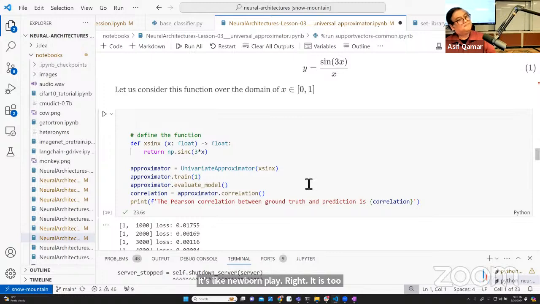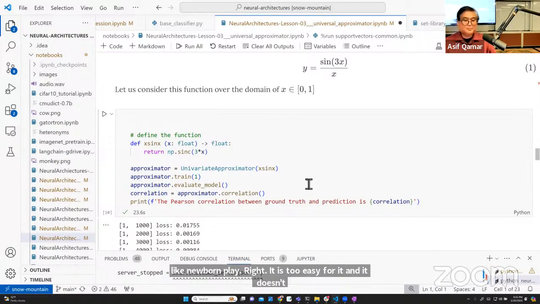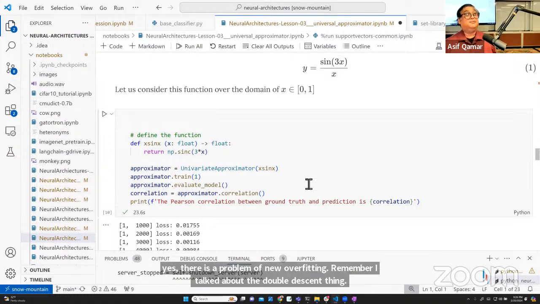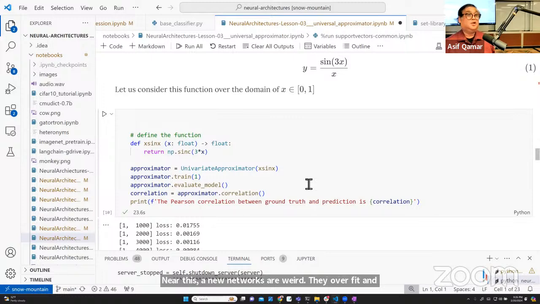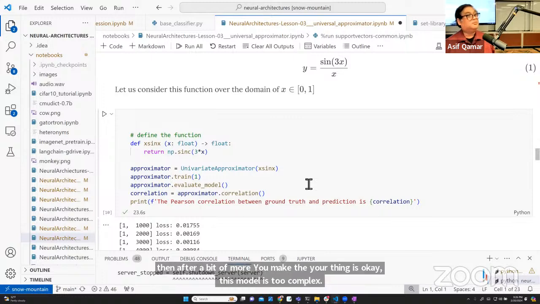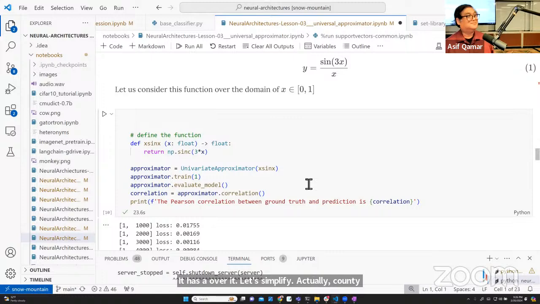Is there a problem of overfitting at all in neural networks? Oh, yes. There is a problem of overfitting. Remember, I talked about the double descent thing? Neural networks are weird, actually. They overfit, and then you think, okay, this model is too complex, it has overfit, let's simplify it. Actually, counterintuitively, you make the model even bigger, and then the overfitting goes away. That's the double descent mystery, right? And we'll talk about that.